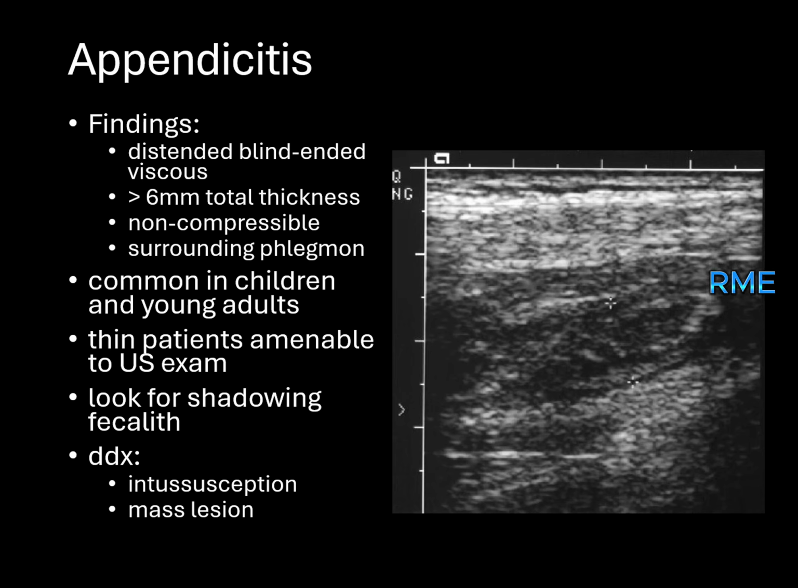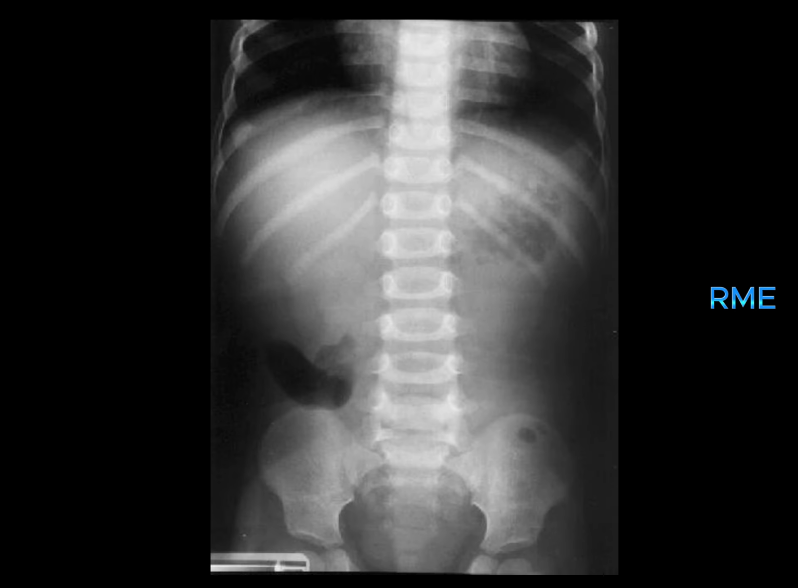Differential diagnoses include intussusception and a mass lesion. To further evaluate, an ultrasound can confirm the diagnosis in thin patients. Management involves surgical consultation for appendectomy. Let's move to the next case.